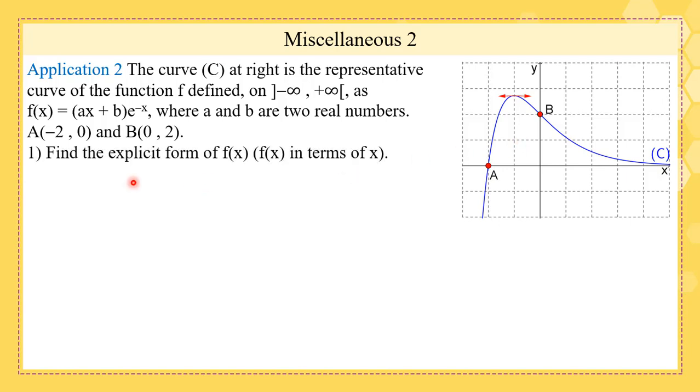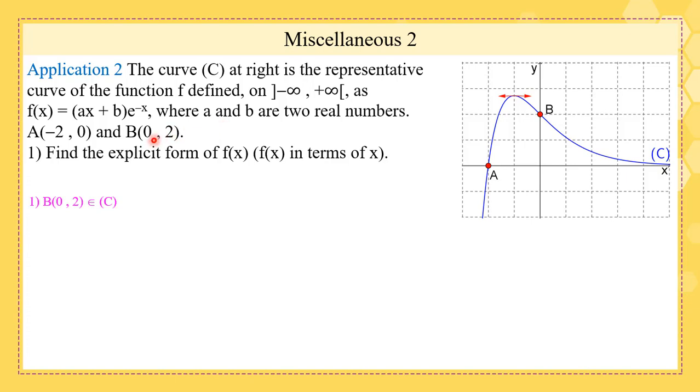The first part states to find the explicit form of f of x, and explicit form means we need to find f of x in terms of x. In other words, we need to find a and b. Try to do it alone. Take your time.